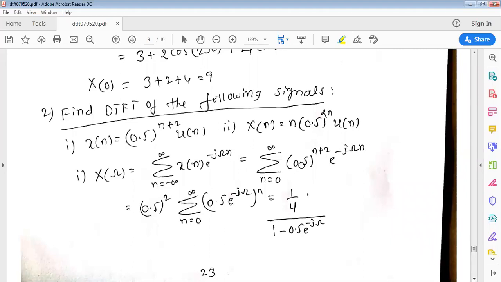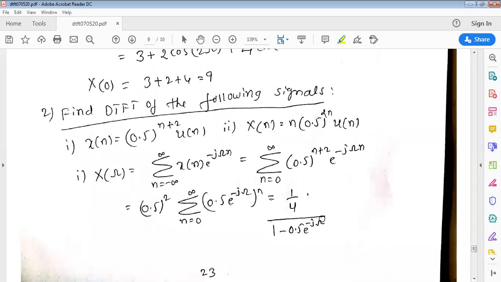Now what happens? 0.5 raised to 2 will be a constant, so I take that outside, and summation n equal to 0 to infinity of 0.5 e power minus j omega whole raised to n. This is equal to 0.5 square, that is 1 by 0.25, that is 1 by 4. What is the Fourier transform of a power n e power minus j omega n? It is 1 by 1 minus a e power minus j omega. So this is 1 by 4 into 1 by 1 minus 0.5 e power minus j omega.